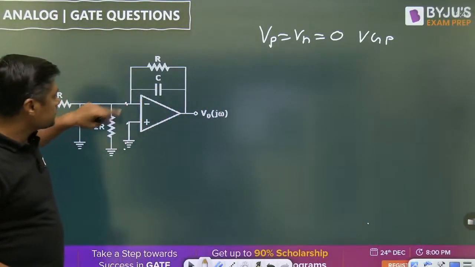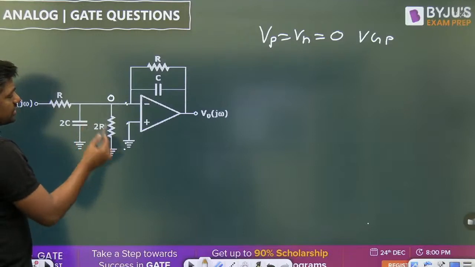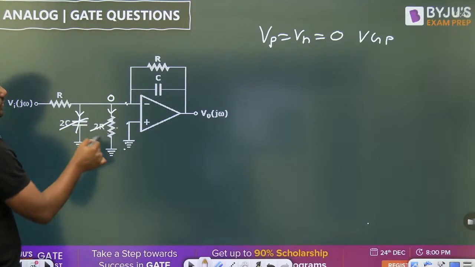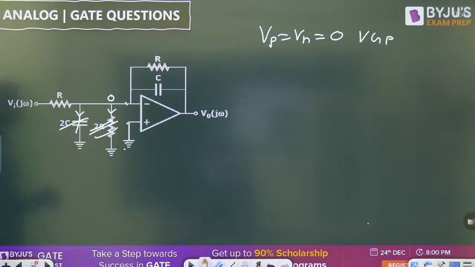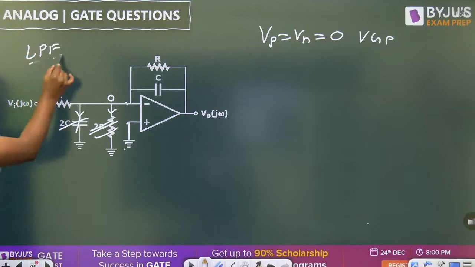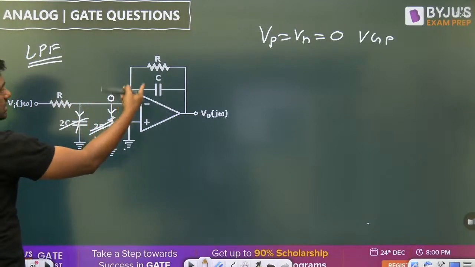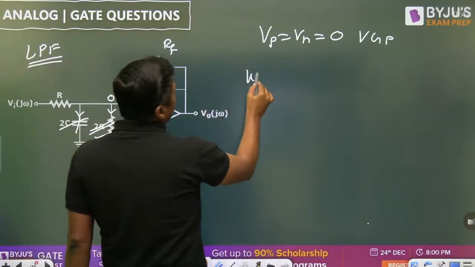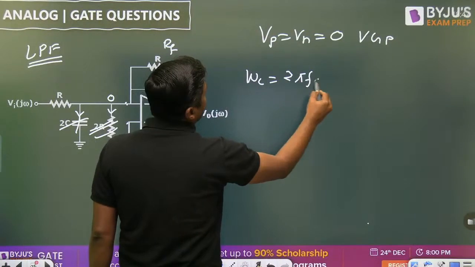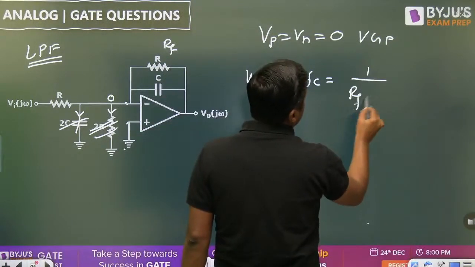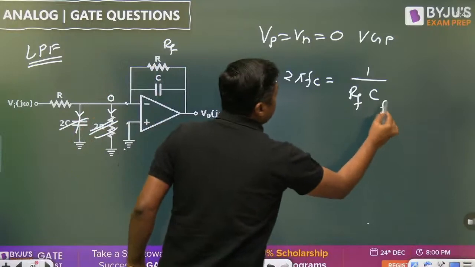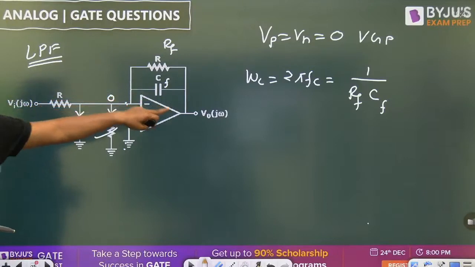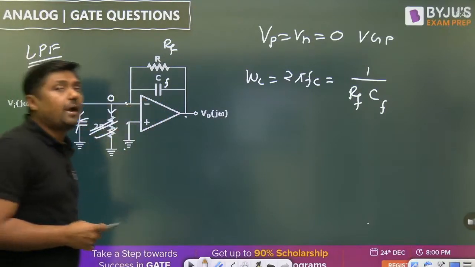Then if it is 0, tell me, what is the current through the 2R? 0. What is the current through this capacitor? 0. To remove this, so this is nothing but a low pass filter. And for a low pass filter, what is the cutoff frequency? Depends upon this C and this RF. So omega C, that is 2 pi FC, is equal to 1 by RF CF. CF means the capacitor connected in the feedback path. RF and CF are connected in between input and output, and that is called the feedback path.